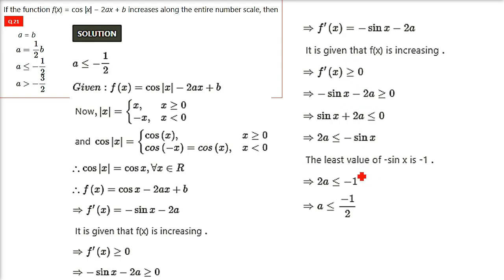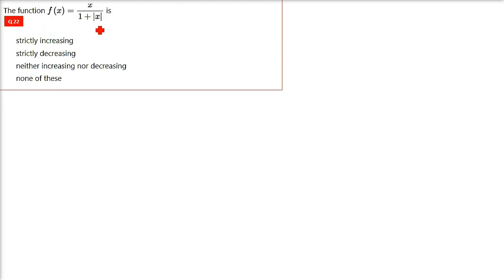And all these things you know already, if you are following me and the concepts. So this is how we need to follow. Greater than or equal to 0, a less than or equal to minus half. Next question: the function f(x) equals x by 1 plus modulus x is strictly increasing, strictly decreasing, neither increasing nor decreasing, or none of these. They haven't provided us the domain, so we have to find out the domain by ourselves. What is the interval? We don't know what x can be, so we have to take the cases now.